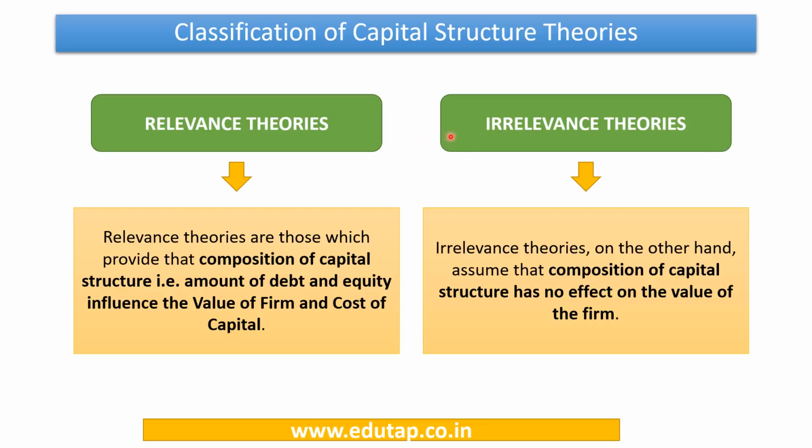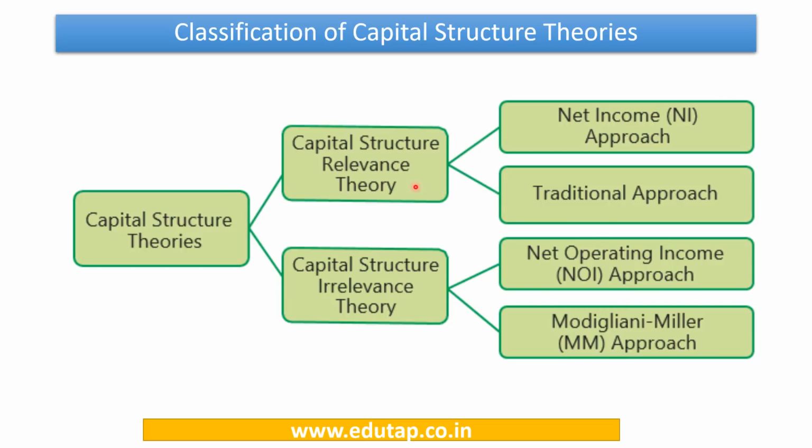However, on the other hand, there are irrelevance theories. Irrelevance theories imply that the composition of capital structure is going to have no effect on the value of the firm. So you may raise the entire amount from equity, you may try to raise the maximum amount from debt. This decision is not going to affect the value of the firm and the cost of capital. So this is the irrelevance theories. This is the broad classification: the capital structure theories are divided into relevance and irrelevance.